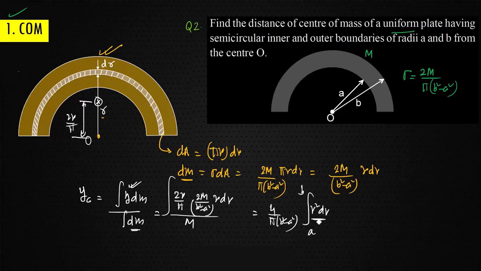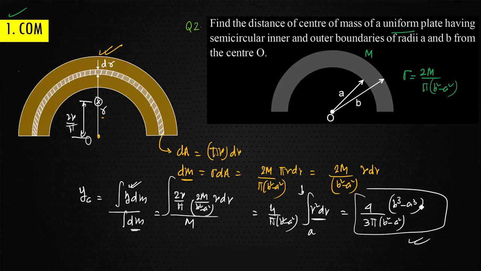So it means r cube by 3. So it means 4 by 3 pi into b square minus a square and r cube. So r cube means b cube minus a cube. So in the numerator it will give b cube minus a cube. Okay, so that is the answer. You can further simplify it by factorizing b cube minus a cube and b square minus a square, one term will cancel out. So ultimately you can simplify it, but that is the answer.